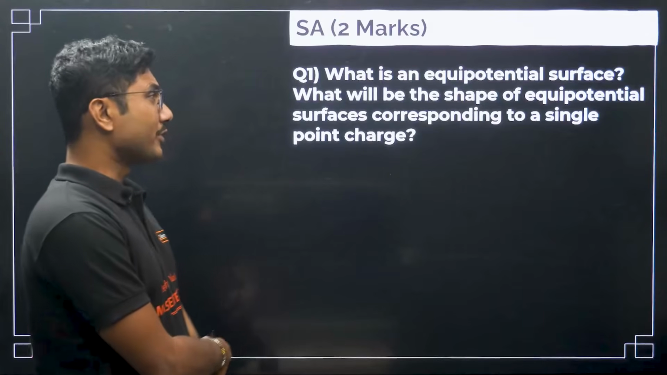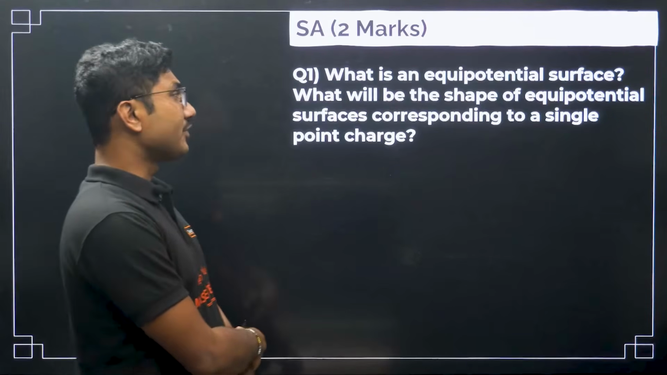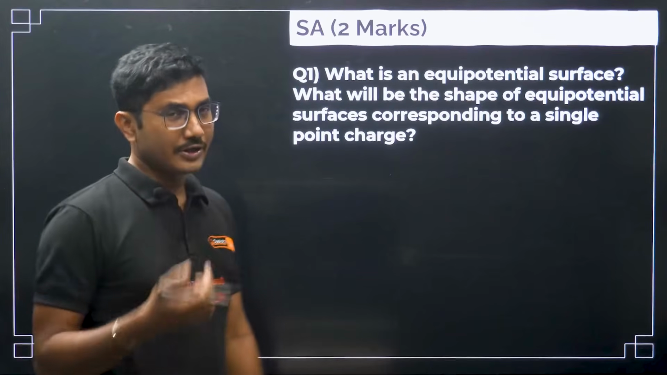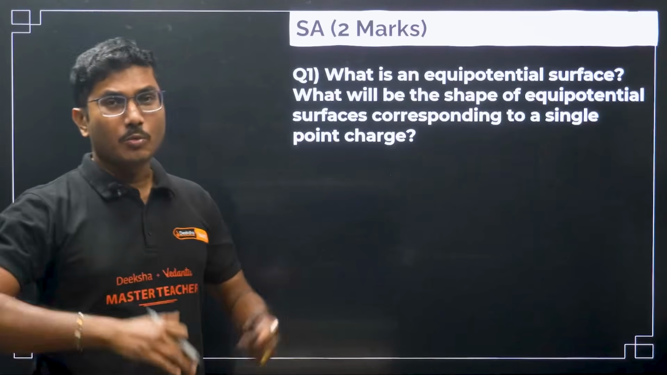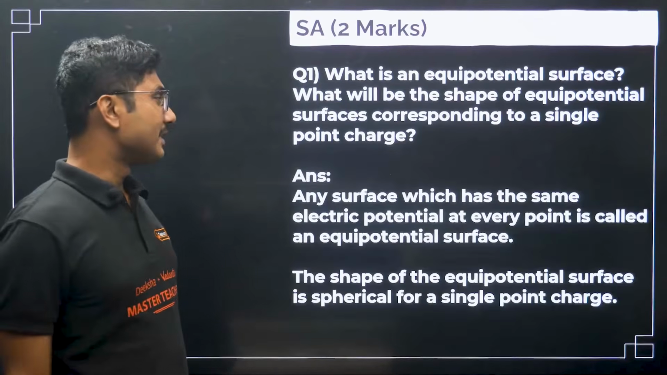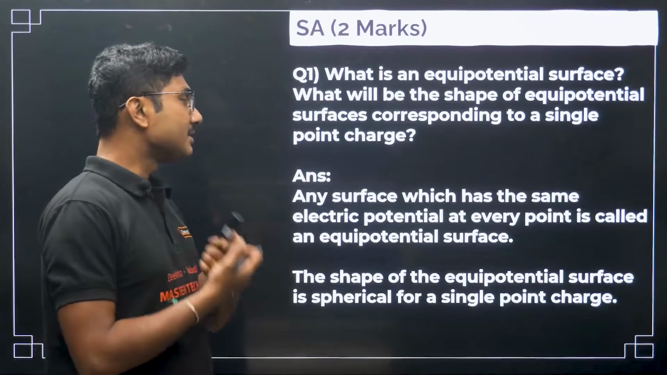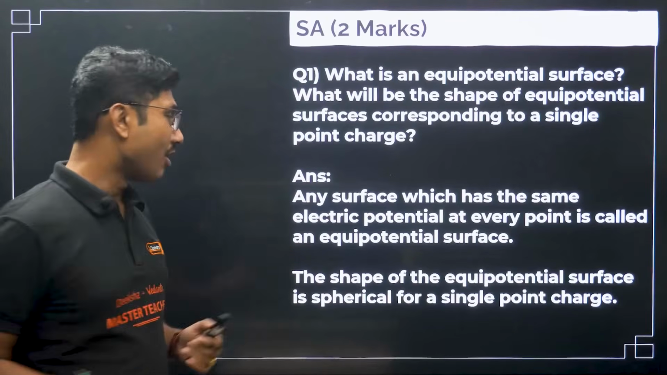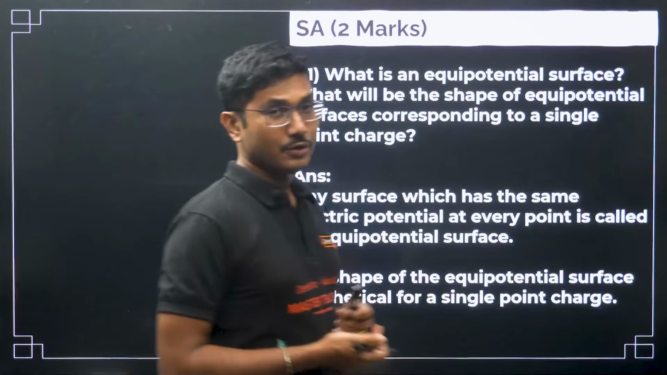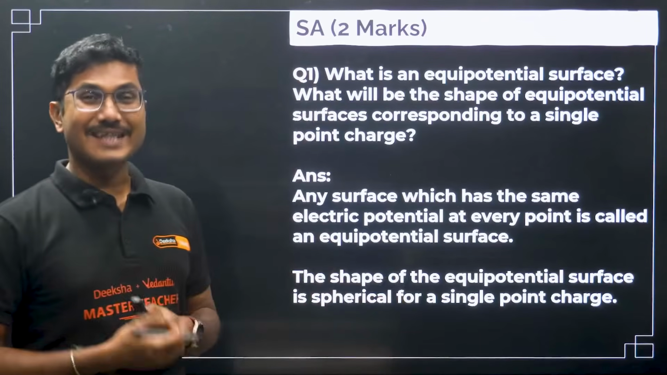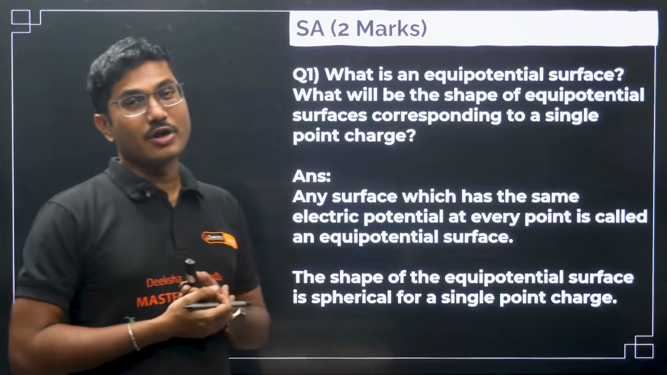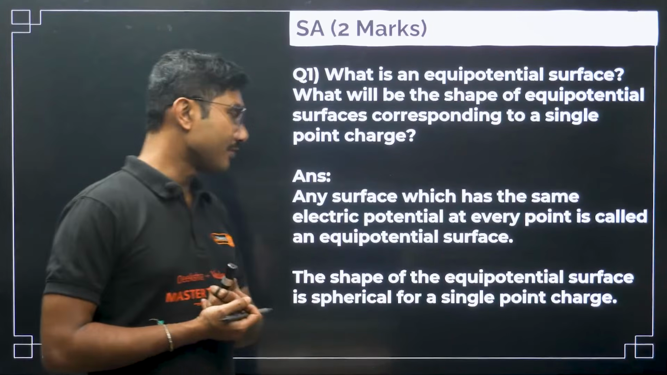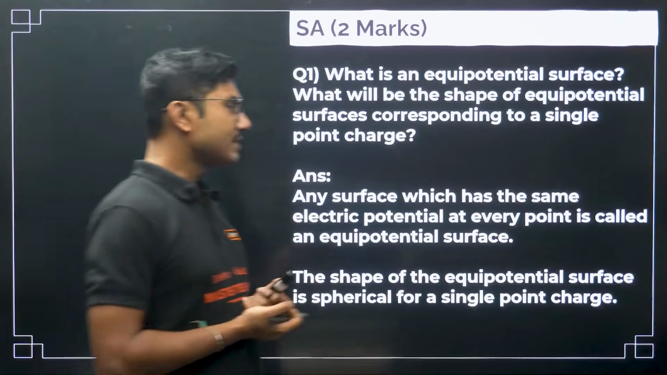What is an equipotential surface? What will be the shape of equipotential surface corresponding to a single point charge? So equipotential surface means potential is same. So let's see the exact definition. Any surface which has the same electric potential at every point is called an equipotential surface. So if potential is same across a surface, then we call it an equipotential surface. The shape of the equipotential surface is spherical for a single point charge.